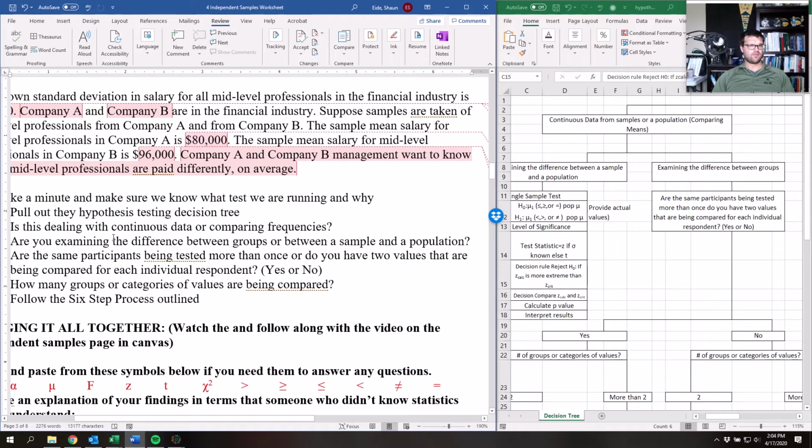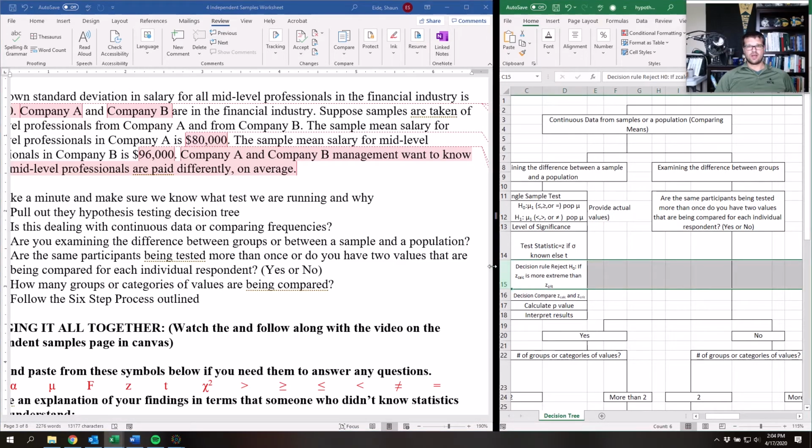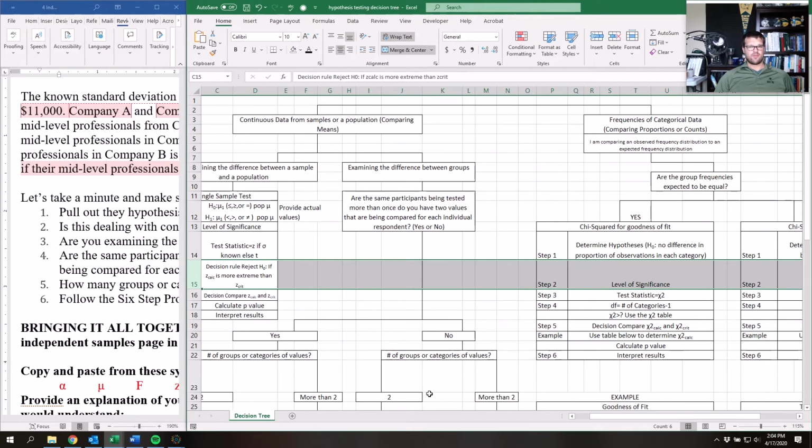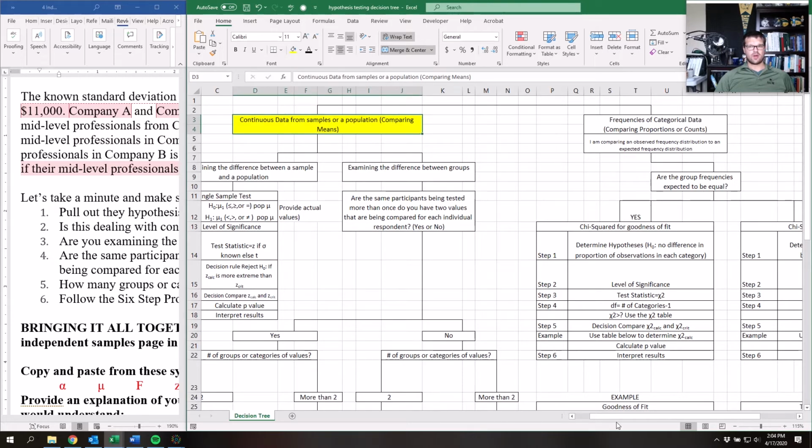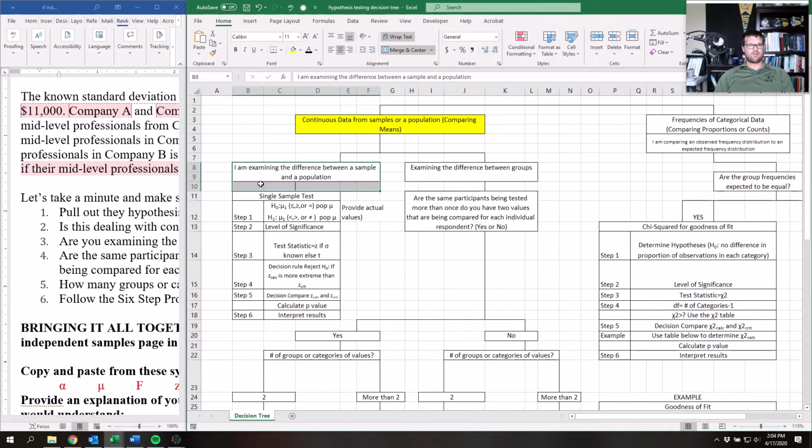Okay, so the next question is, are you examining the difference between groups or between a sample and a population? And so we are looking, and right here you'll see on the decision tree, because we went to the left-hand side, so let's highlight this and say, okay, this is where we went. The next, am I examining the difference between a sample and a population, or am I examining the differences between groups? And the answer is we're looking between company A and company B, so therefore we're looking between groups.